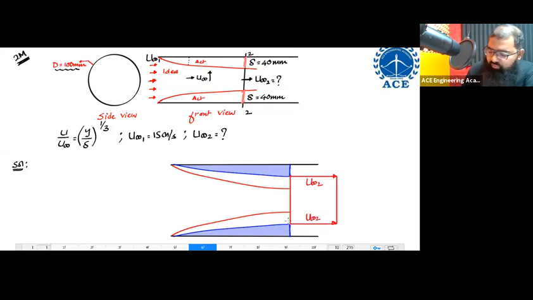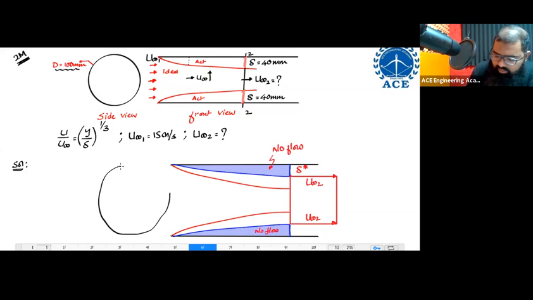The distance for which there is no flow, I'm imagining no flow over here. The distance over here is going to be delta star. Now, if I look at its image in the side view, its image in the side view is going to be a circle.